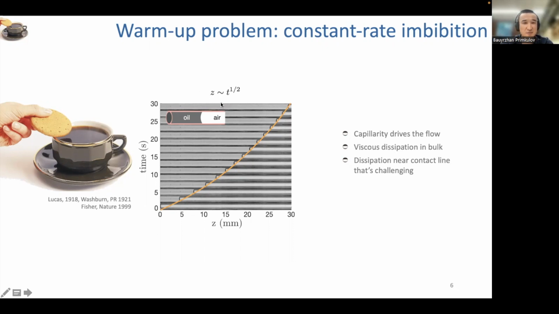So then there is this famous scaling that shows up as a result. Z is the position of the interface, and T is time. So this front propagates in a diffusive manner. But this trend is fairly straightforward to understand. What's happening is there are capillary forces at the interface. Here, I'm thinking about oil and air, and capillary forces pull the fluid inward.